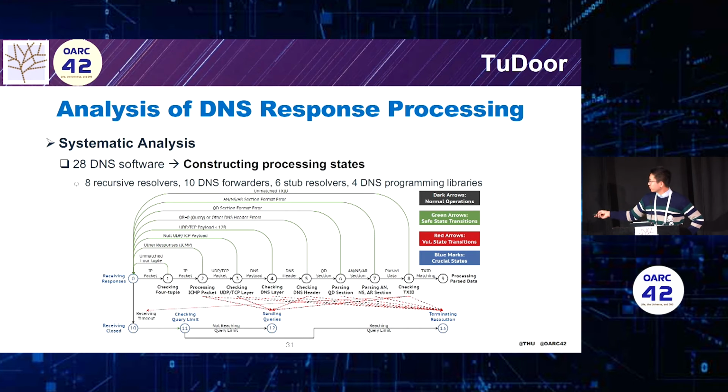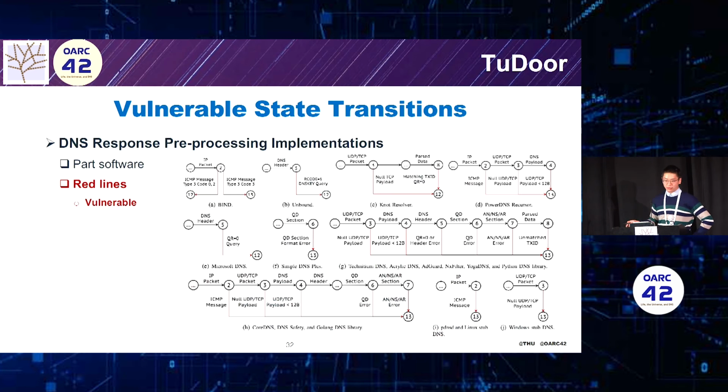For this finite state machine, we investigated 28 DNS software, including 8 resolvers, 10 forwarders, 6 stub resolvers, and 4 programming libraries, such as Go language DNS. We looked into the details of those malicious or vulnerable state transitions. The red lines are vulnerable, and each subgraph is about one kind of DNS software.